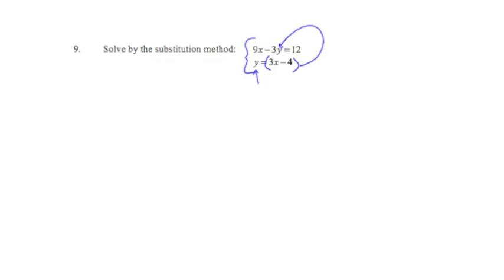So here's what that will look like. I'll have 9x minus 3 now times this quantity, 3x minus 4. That's what we're replacing y with. So that's going to equal 12.